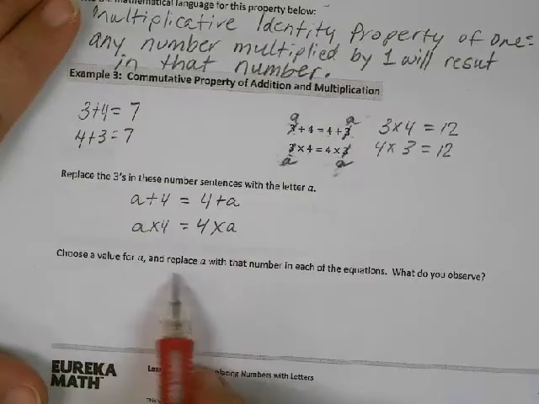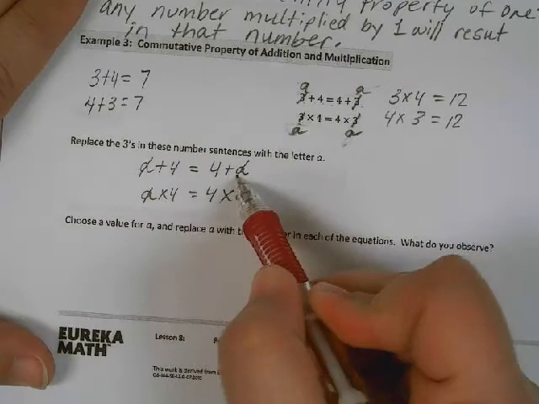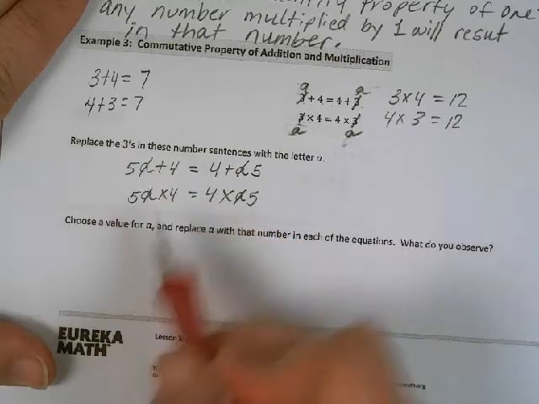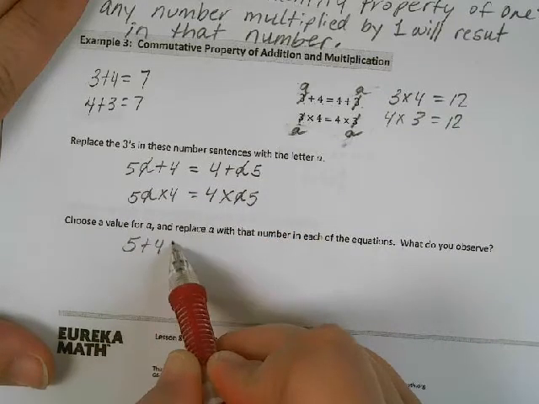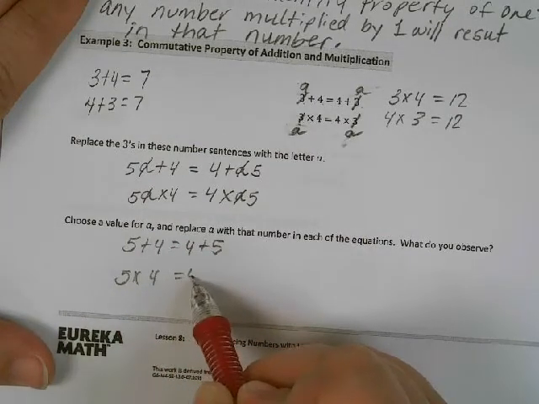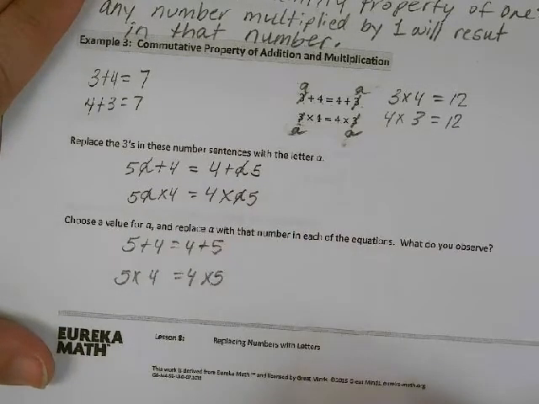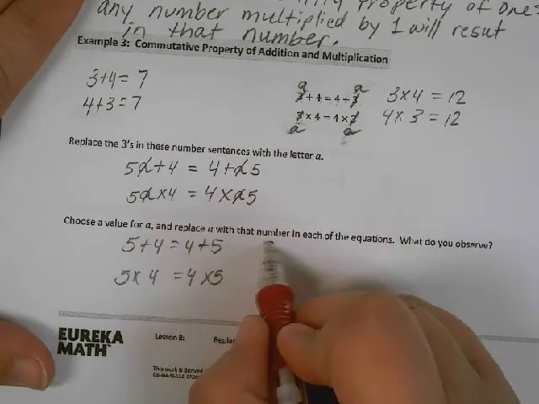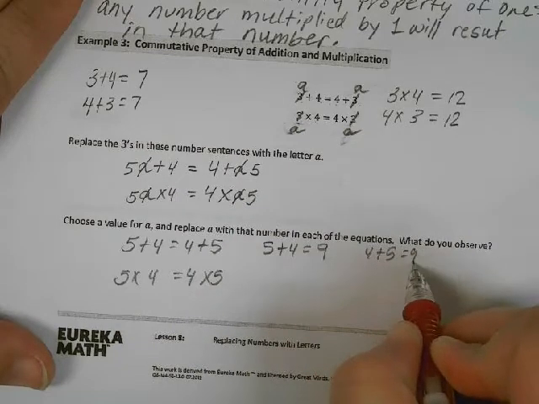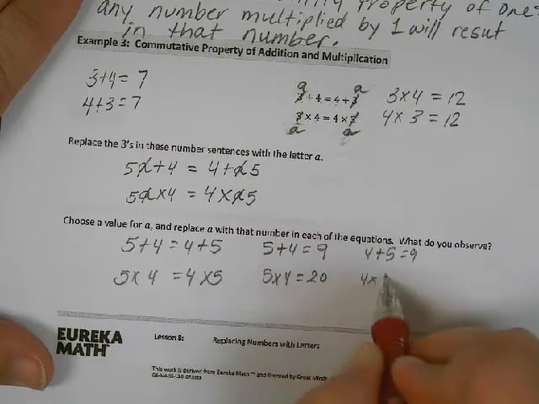Now it says choose a value for A and replace it in each one of those. So now if I cross out the A's and I replace it with, let's say, 5. So 5 plus 4 is equal to 4 plus 5, and 5 times 4 is equal to 4 times 5. So let's check that and see if it is true. 5 plus 4 is equal to 9, and 4 plus 5 is equal to 9. And 5 times 4 is equal to 20, and 4 times 5 is equal to 20.